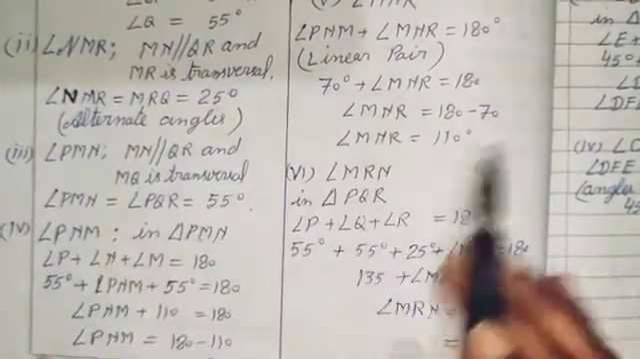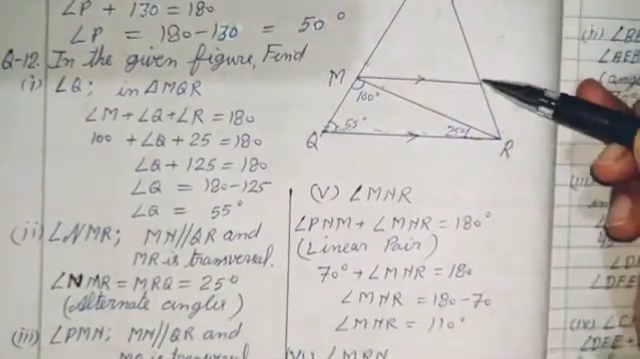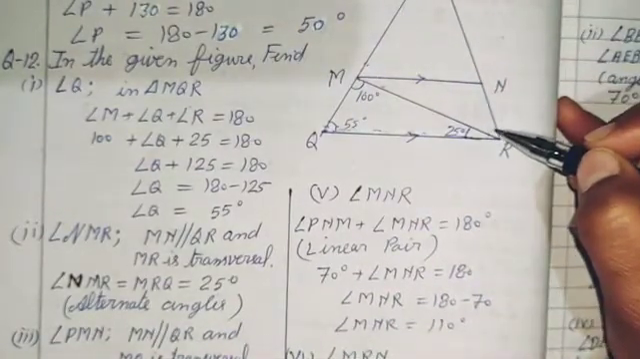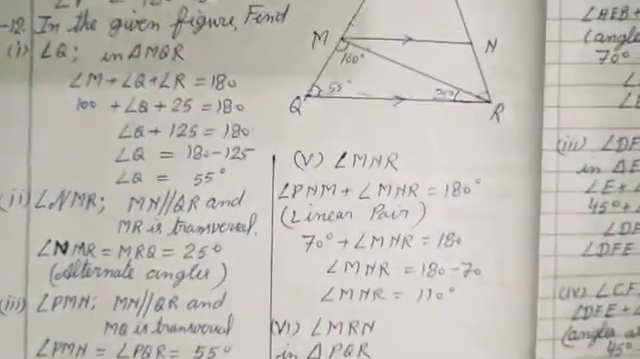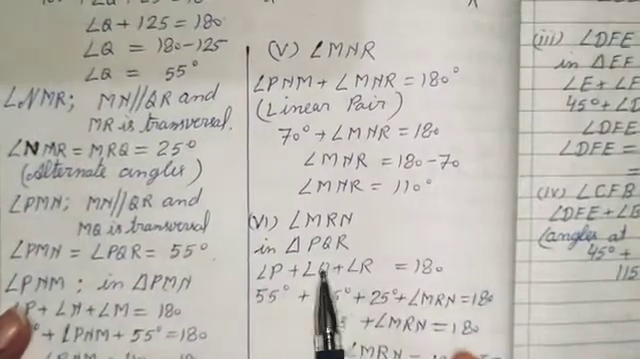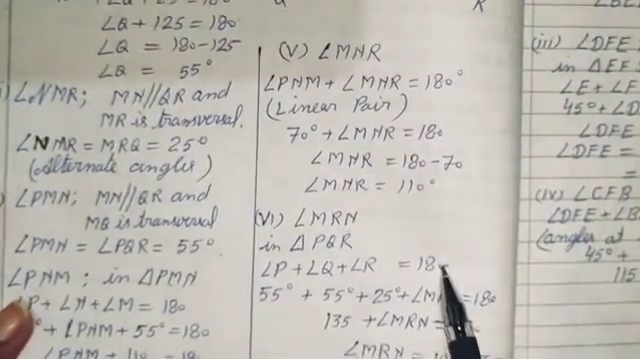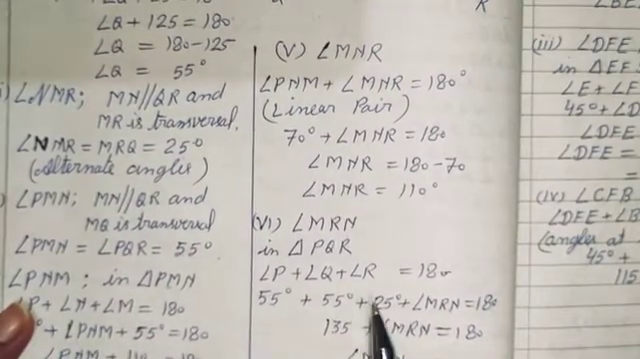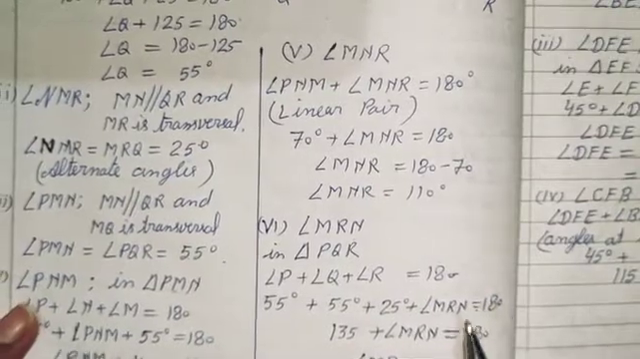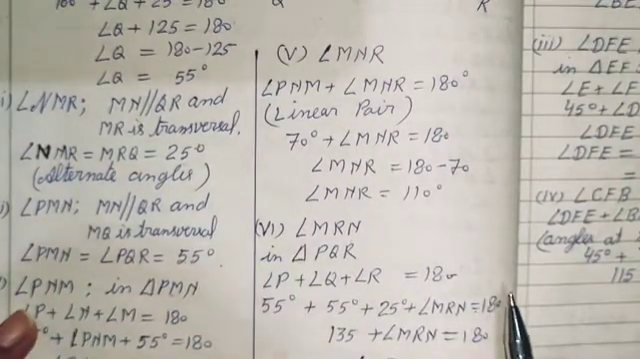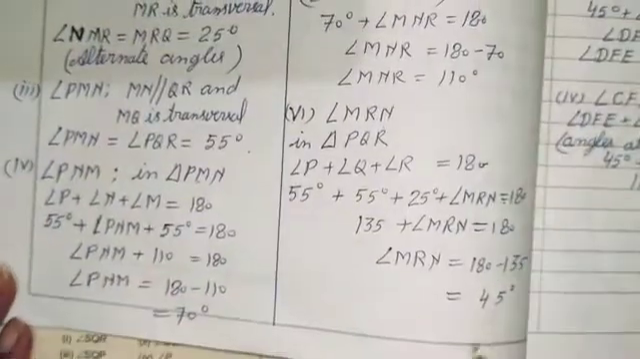Angle MRN. MRN means we have to find this angle. So for angle MRN in triangle PQR, angle P plus Q plus R equals 180 degrees. So 55 plus 55 plus 25 plus angle MRN, we have put it equal to 180. So angle MRN equals 45 degrees here.